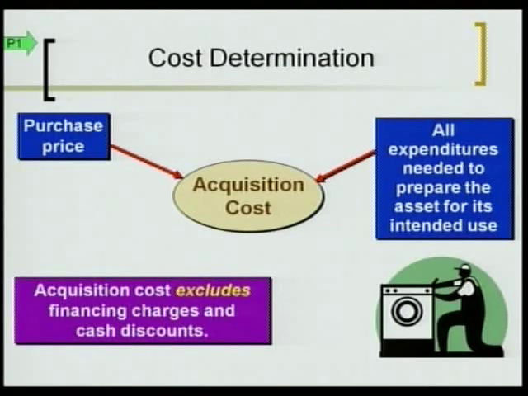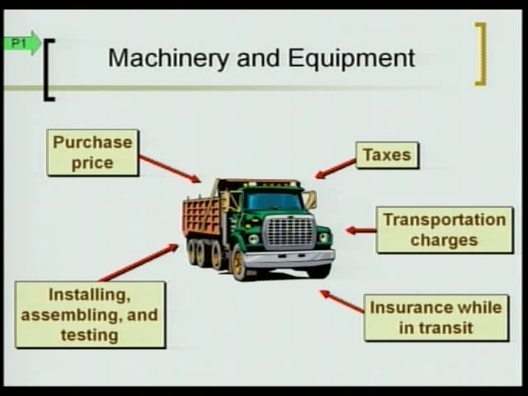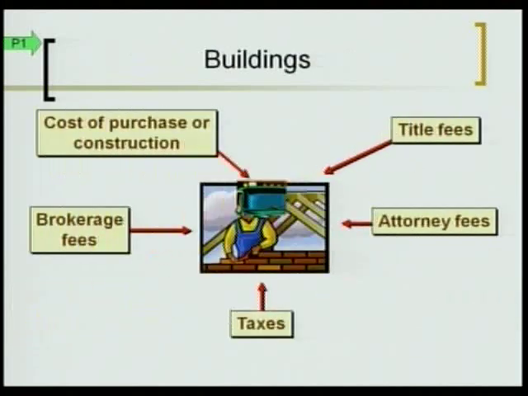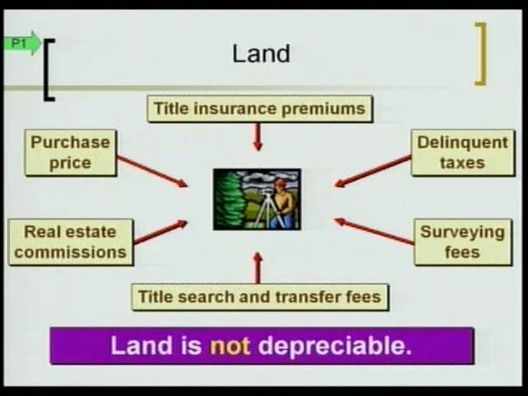Now, for machinery and equipment, this could include things like purchase price, taxes, insurance, installation, like I said. For buildings, this could include title fees, attorney fees, brokerage fees. Of course, if you're constructing a building, all the costs of construction you'll keep track of. If this is land, you could have surveying fees, real estate commissions, title search. Remember, we talked about this, I believe, in chapter 3, but remember, we don't depreciate land, do we? Land is not depreciable.